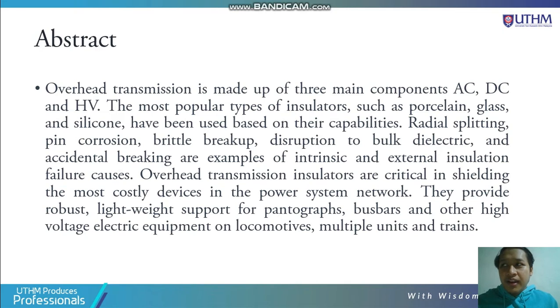About the abstract, overhead transmission is made up of three main components, that is AC, DC, and also HV. The most popular types of insulators, such as porcelain, glass, and silicone, have been used based on their capabilities. Radius splitting, pin corrosion, brittle breakup, disruption to bulk dielectric, and accidental breaking are examples of intrinsic and external insulation failure causes. For overhead transmission, insulators are critical in shielding the most costly device in the power system network.